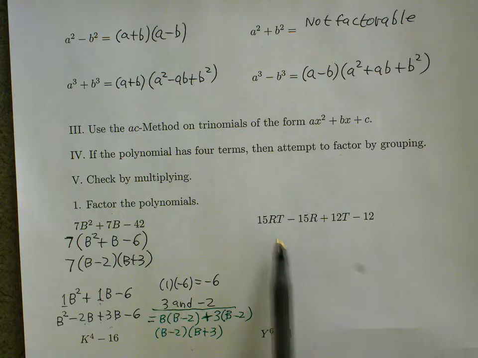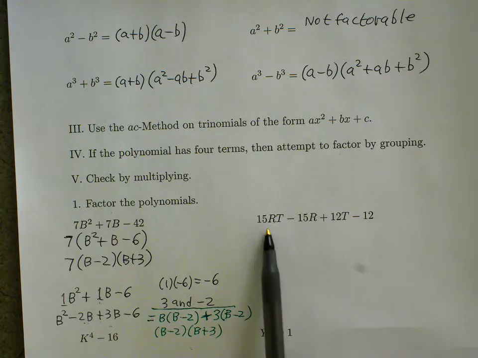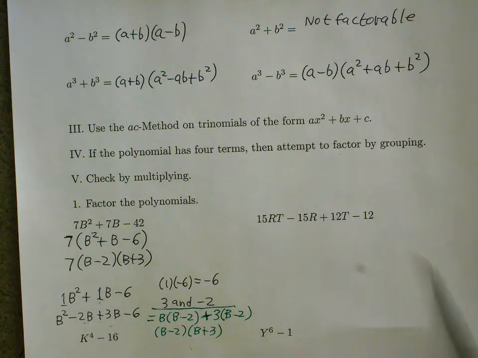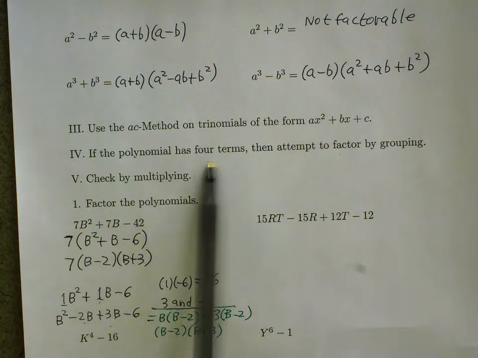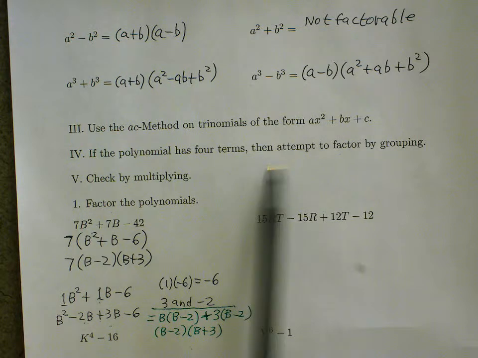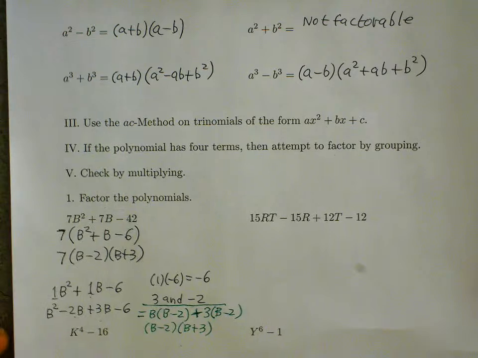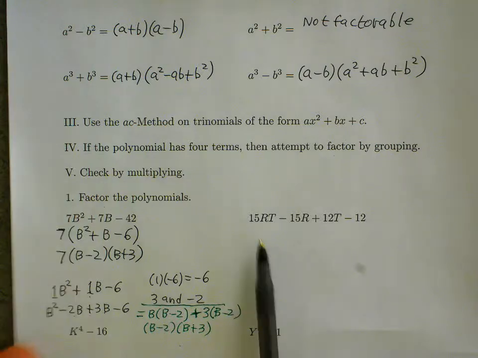This next one to the right, we have a four-term polynomial, 15rt minus 15r plus 12t minus 12. So in the general strategy, step 4, if the polynomial has 4 terms, attempt to factor by grouping. Factoring by grouping doesn't always work, but you can always try it to see if it will. So we'll try it here.